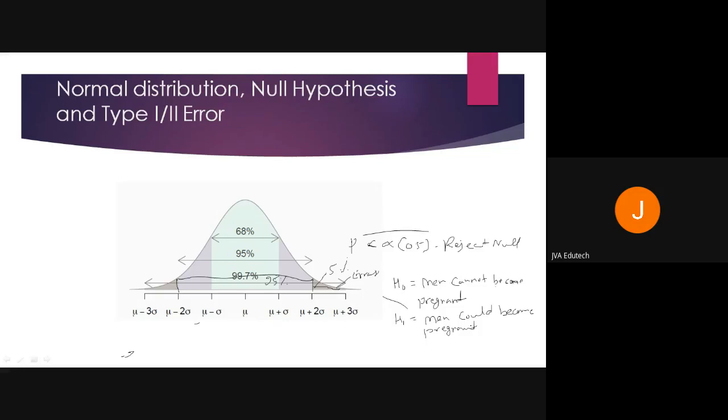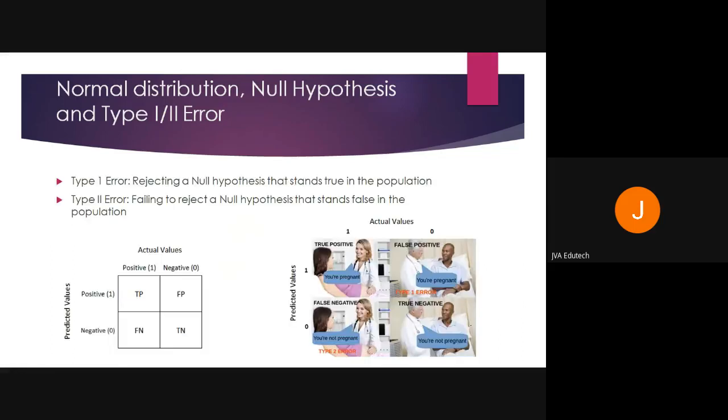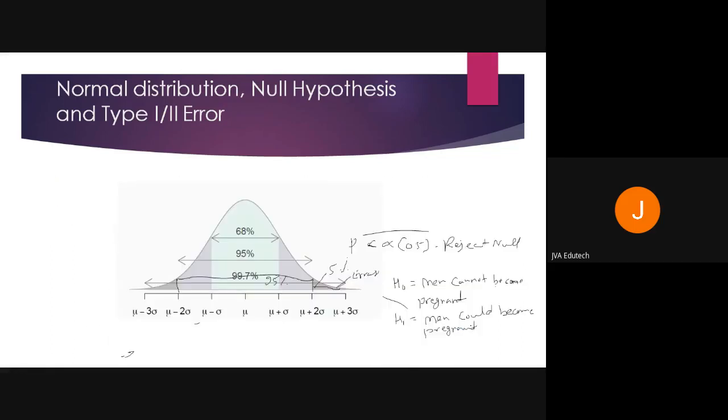Okay. So the null hypothesis is basically, you can say, a negation, not a negative statement. And it comes from the normal distribution. So, while rejecting a null hypothesis, we may end up making some kind of error, and these errors are type 1 and type 2 errors.